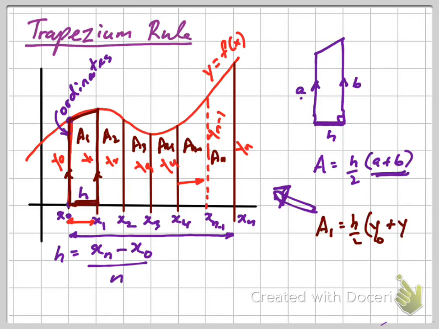plus y1, and the area a2 would be h over 2 into y1 plus y2. That's y1, and that side would be y2, and so on. If you add up all the areas, we will end up with the formula for finding area under a curve using the trapezium rule. Let's get on to that.